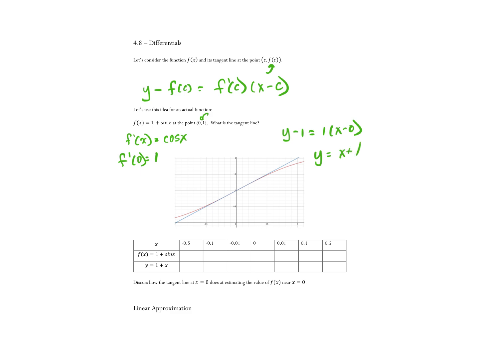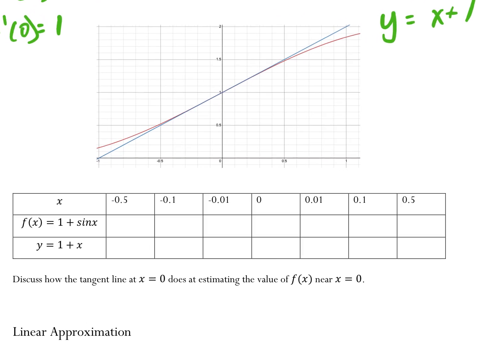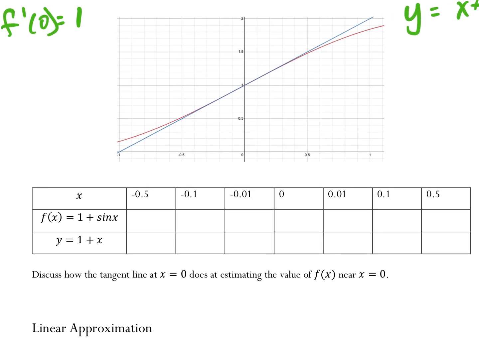And so on this graph, you can see that the blue line is my tangent line, the red curve is y equals sine of x plus 1. And you can see at x equals 1, that tangent line is pretty darn close. And in fact, we could look at x equals negative 0.5. Using a calculator, we could find what is 1 plus sine of negative 0.5. If I type that into my calculator, this is what I'm going to get.